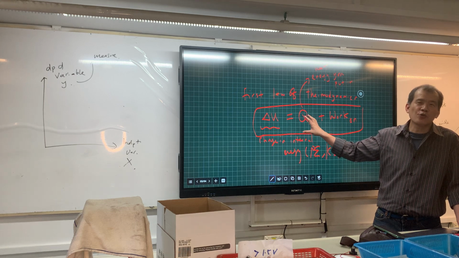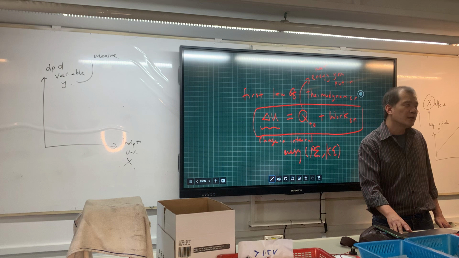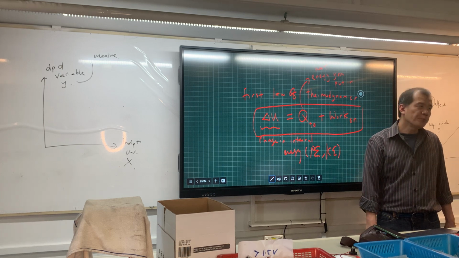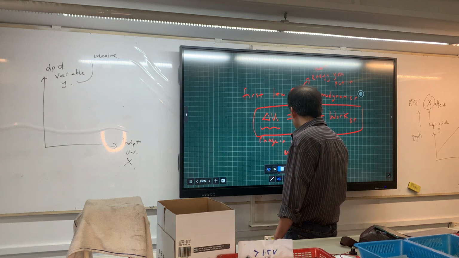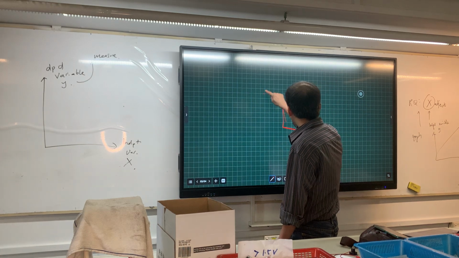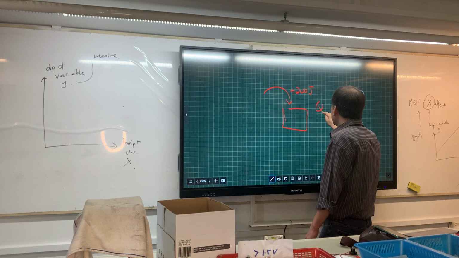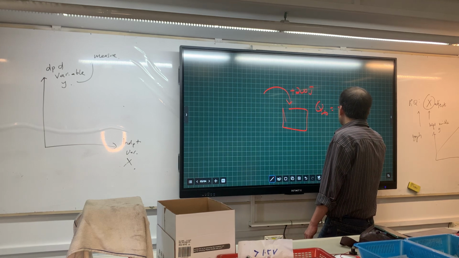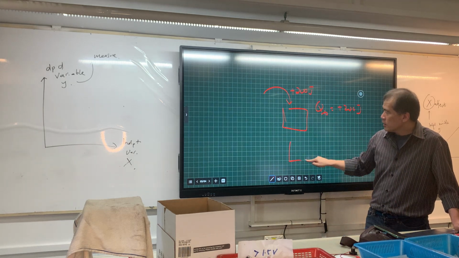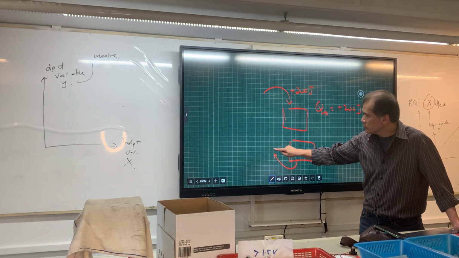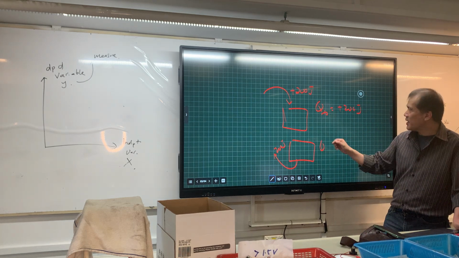What does this Q mean? Now Q can be figuratively, for example, you put 200 joules into the system, and then here your Q in the system will just be plus 200. Or from this system you take out 200 joules, and obviously it will be negative.